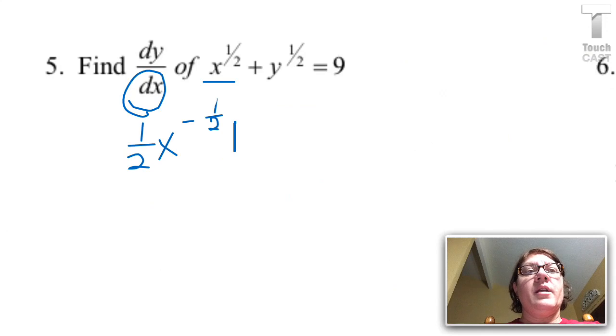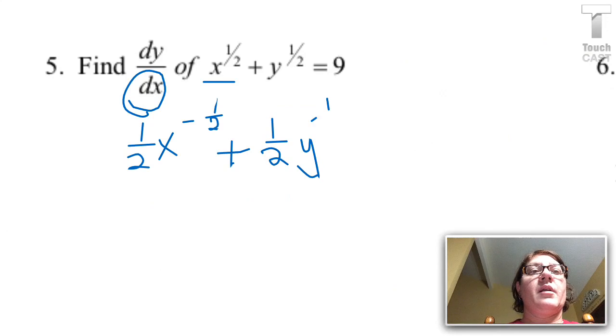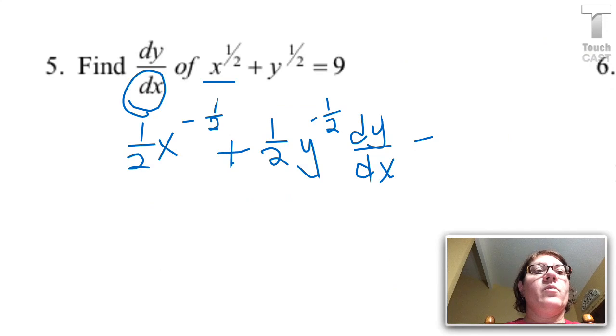And I could write dx, but I don't need to because that equals 1, so I don't bother to put it. And then plus, I'll power down on the y, so that's to the negative 1/2. And then dy dx, and then equals, if I take the derivative of a constant with respect to x, it's just 0.